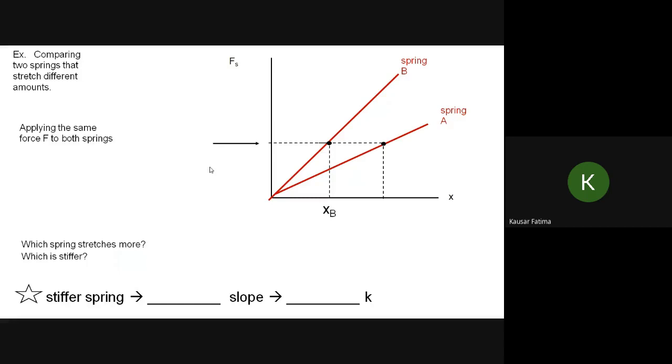So spring A stretches more for the same force, meaning it has greater extension, meaning it is softer. The spring that stretches more is spring A, and the stiffer one is spring B. So a stiffer spring has a greater slope and larger k.